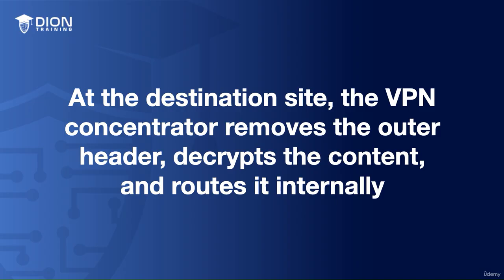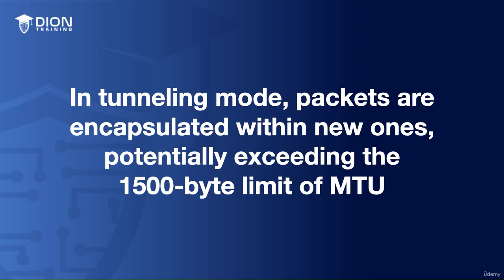When it gets to the other side, your VPN concentrator will remove the outer envelope, which is that outer header, and inside of that will be the network packet that can be decrypted and then routed across their private local area network, just as if it came from an internally connected client. When you're using this tunneling mode, you're actually encapsulating the entire packet into a new packet so you can send it over the public internet. This is going to increase the size of your overall packet, and it could go above the MTU default size of 1500 bytes.